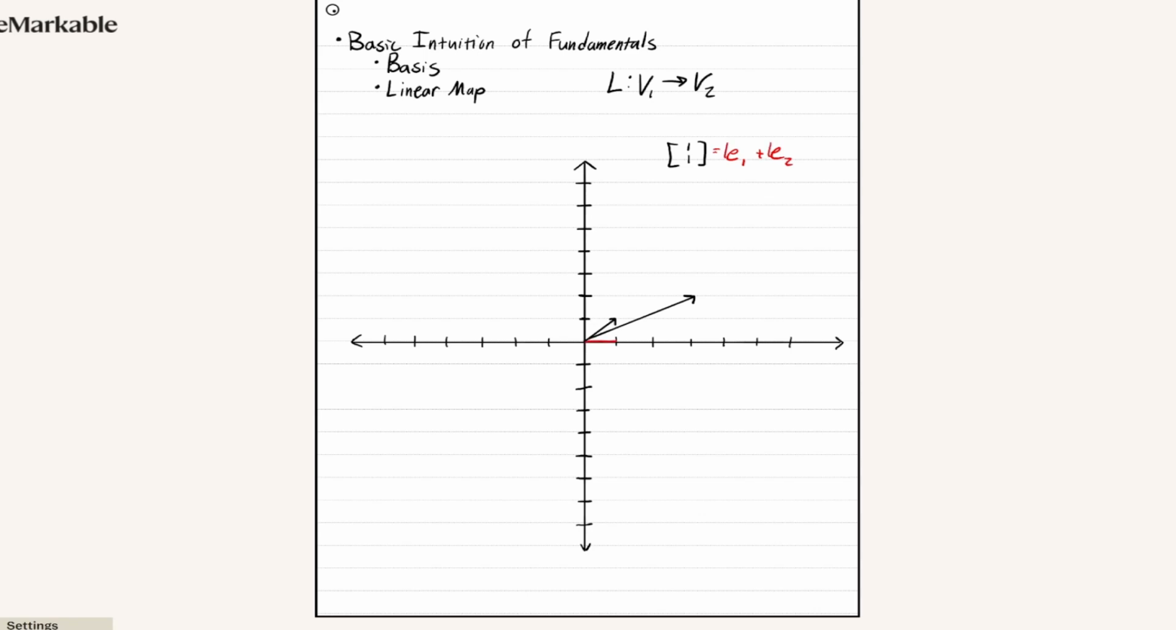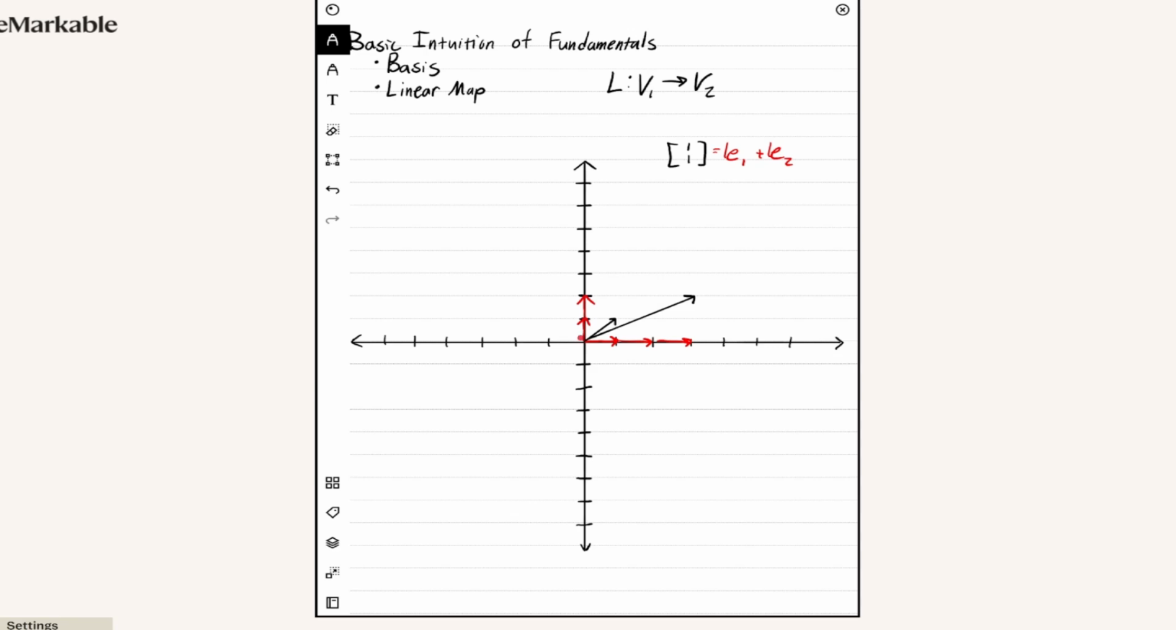So it's going to be stretched from moving 1 to the right to moving 3 to the right, and it moves 1 up, and it's going to be stretched moving up to moving 2 up. So that's what this linear map does. I'll do another example.